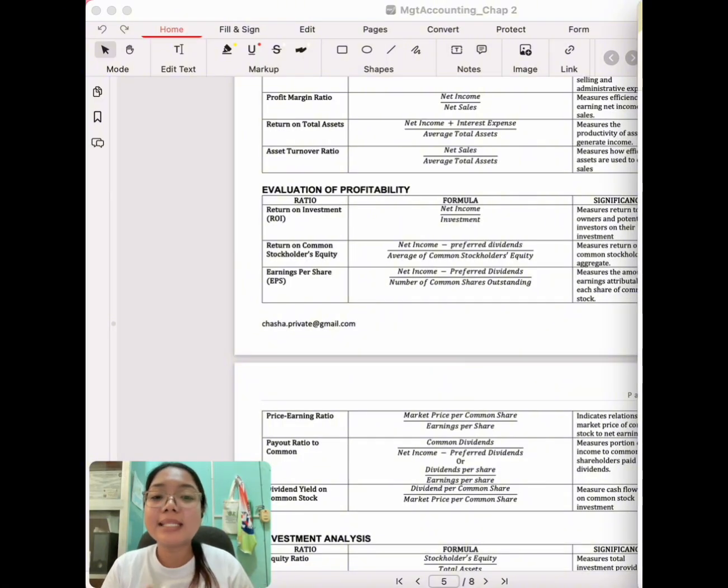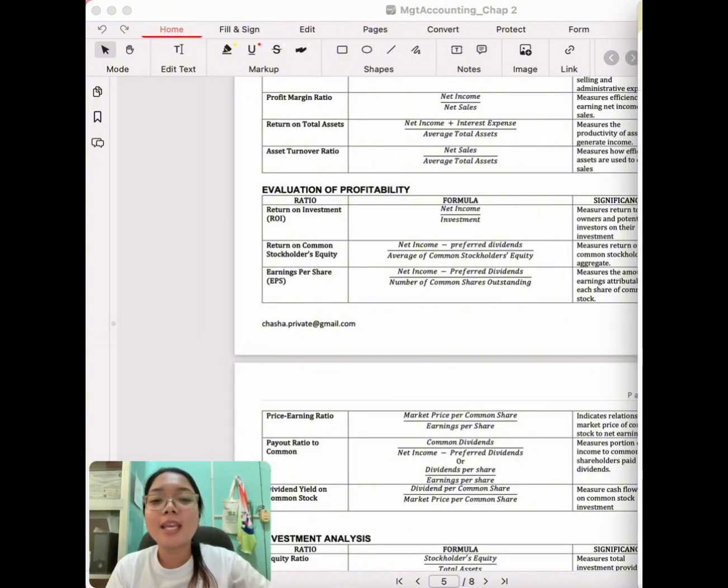Okay? Next is dividend yield. Dividend yield on common stock measures the cash flow return on common stock investment. The formula there is dividend per common share divided by market price per common share. So, this tells investors how much dividend income they are receiving relative to the market price of the stock. So, this is particularly relevant, important for investors who are interested in dividend income.